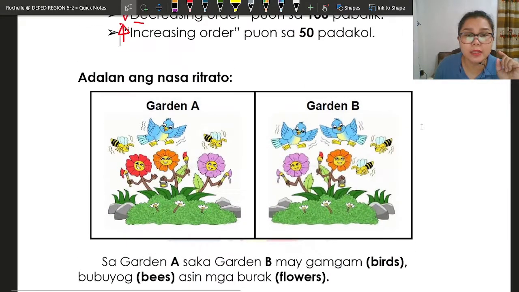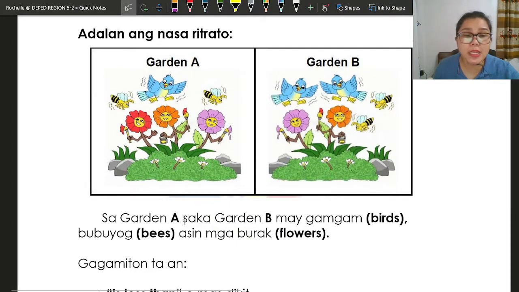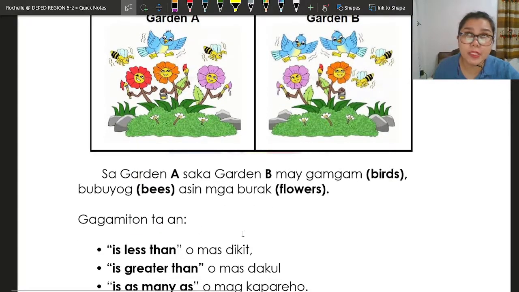Now let's look at the pictures. Do the pictures look the same? No. Okay, so we have garden A and garden B. We can see there birds, bees, and flowers. In garden A and garden B there are gamgam, which means birds. So let's add to our vocabulary: birds, gamgam in Bicol; bees, bubuyog; and flowers, burak. Now that we're done with increasing and decreasing, let's have the next three terms.